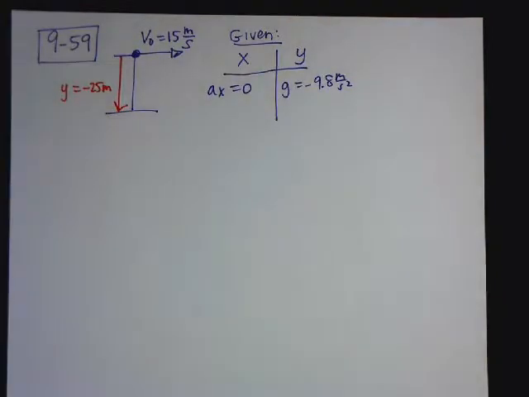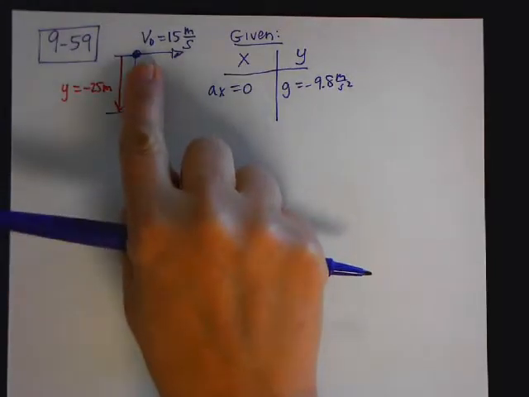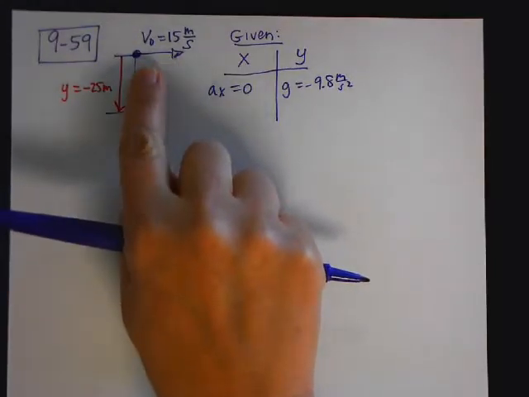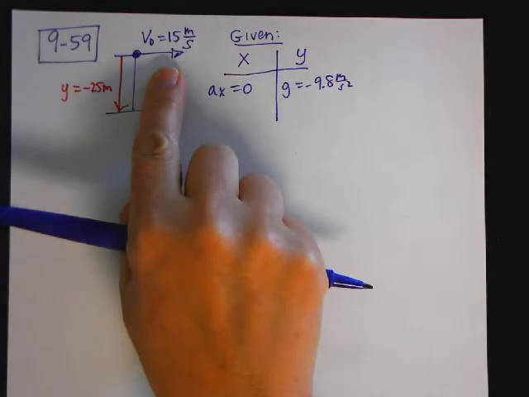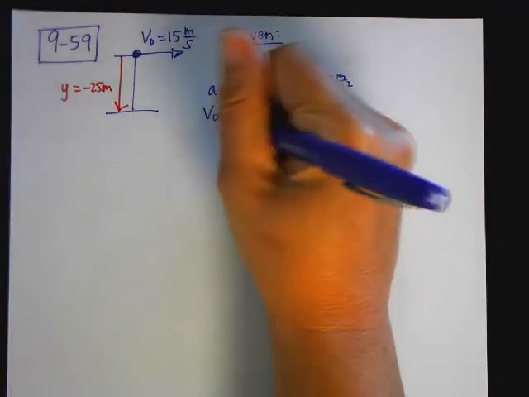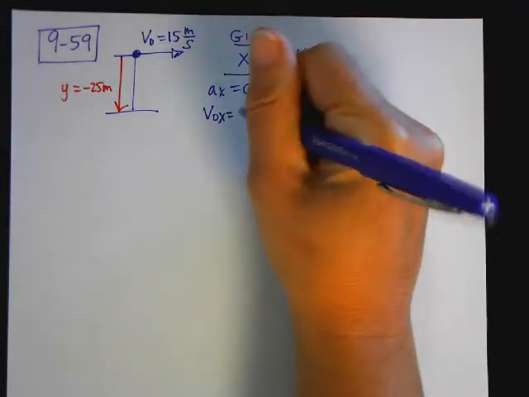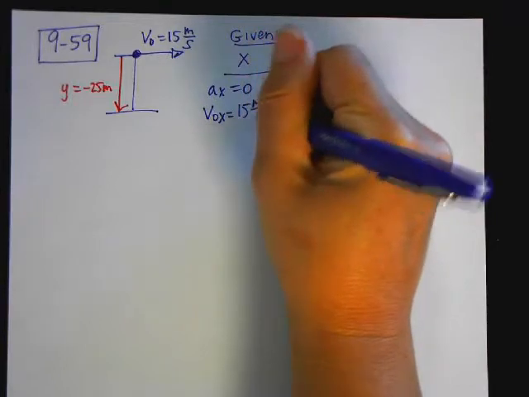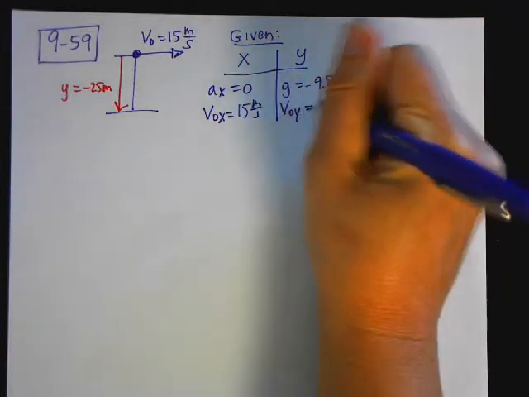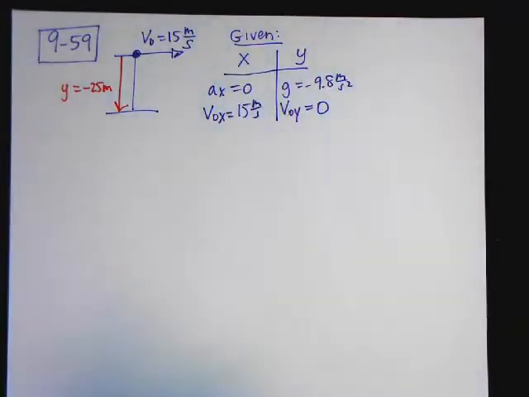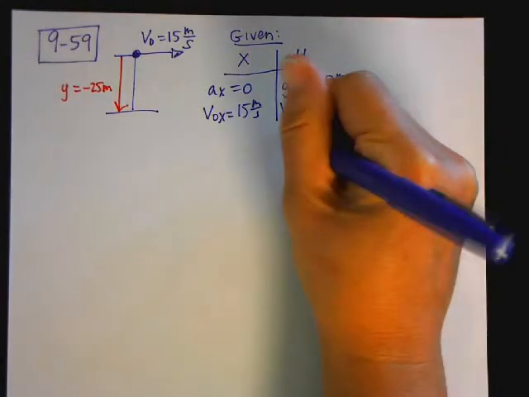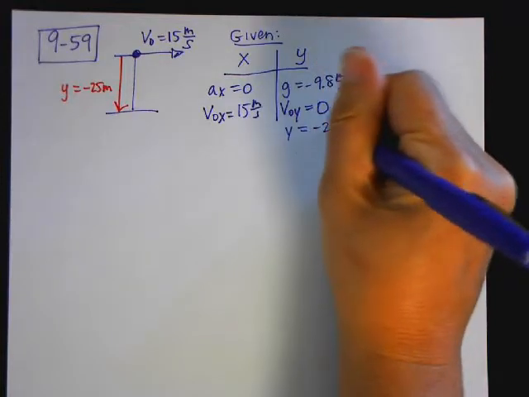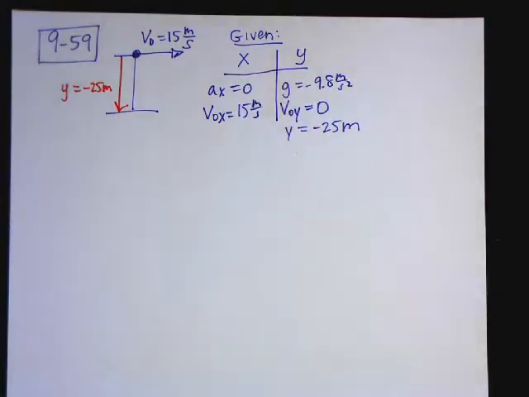Now the key to this type of horizontal launch is this vector is all horizontal. It has no vertical component. So in my given, I'm going to write v naught x is equal to 15, and v naught y is equal to 0. And the last thing they gave us is y is equal to negative 25 meters.